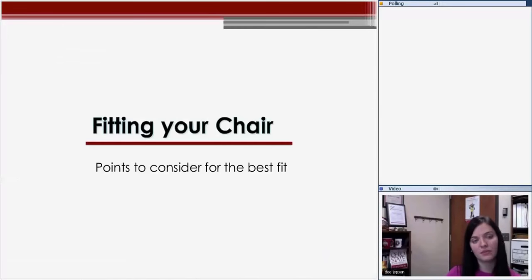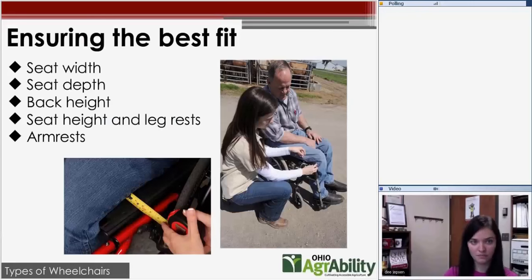The next topic we're going to discuss is fitting your chair. So some points you want to think about when looking at the overall fit of selecting a wheelchair. So one of the first things you want to think about is seat width. Kind of the rule I like to think about is the rule of twos when you look at best fit. So with seat width, you want to think about looking at the widest point across your hips and then adding 2 inches to either side.